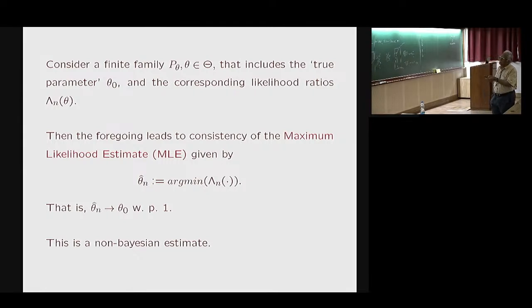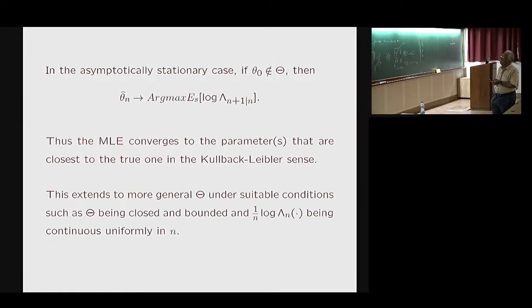So this is a non-Bayesian estimate because I didn't have to put any prior anywhere. And in the asymptotic stationary case, if the true parameter is not there, it will go to the best estimate with respect to the Kullback-Leibler divergence. This is okay for a finite collection, but if it is not finite, then you need the convergence to the Kullback-Leibler to be uniform in theta, because you want convergence of maximizers, not for each theta, but the maximum over theta.